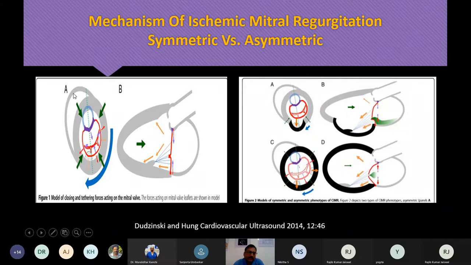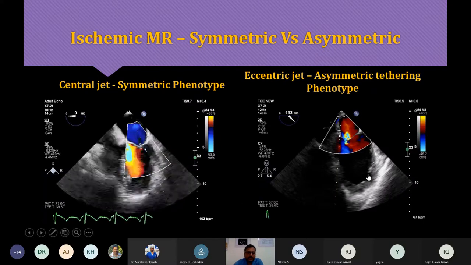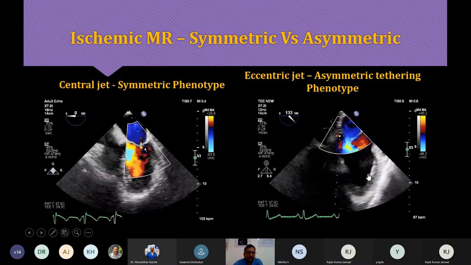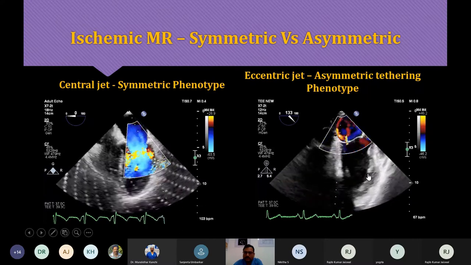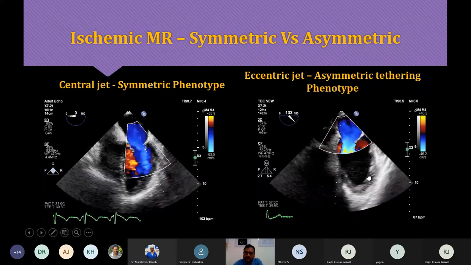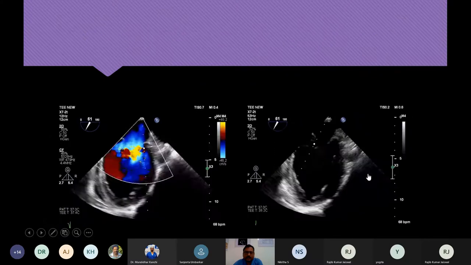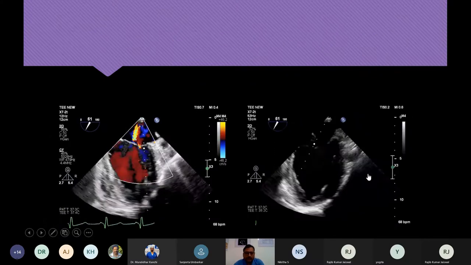While in multiple infarcts or the global or anterior wall MIs, the closing force is not proper. So there is annular dilatation and there is a central ischemic jet, you can see here. So this is our patient which is having a central type, that is a symmetric phenotype, and another patient which has an inferior wall MI problem leading to the eccentric phenotype, that is an eccentric jet or asymmetric phenotype.